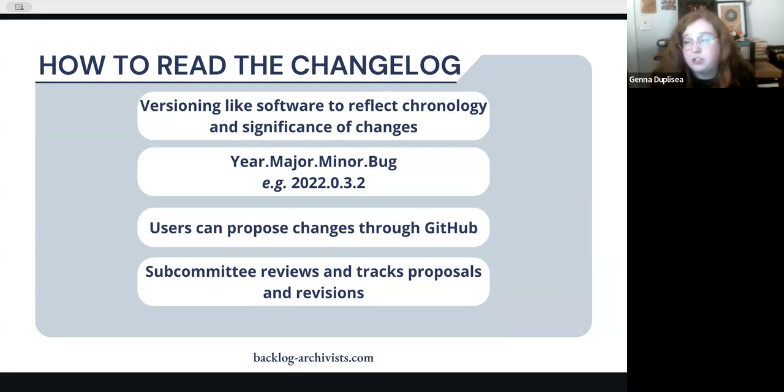So users can propose changes through GitHub for the subcommittee to review, and it's all very transparent. It reviews and tracks proposals and revisions through GitHub. So you can really see this suggestion was reviewed and was incorporated, and now it's part of this revision. So it can be kind of overwhelming when you look at GitHub for the first time, especially if you're not a programmer, which I am not, because it presents information the way that coders think about it and how they think about branches of code and how you structure revisions.